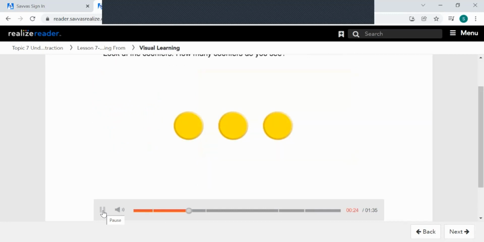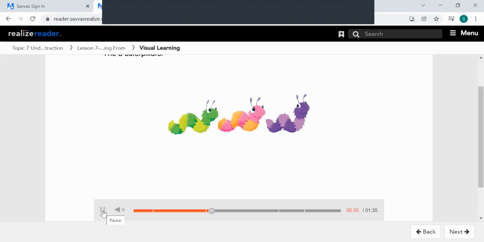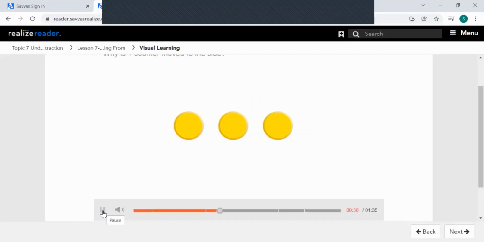Look at the counters. How many counters do you see? There are 3 counters. What do the counters show? So when we use counters, we're usually representing what is in the picture. So what are these counters representing? The caterpillars. There's 1 counter for each caterpillar. The 3 caterpillars. Why is 1 counter moved to the side? The counter is moved to show that 1 caterpillar wiggled away.